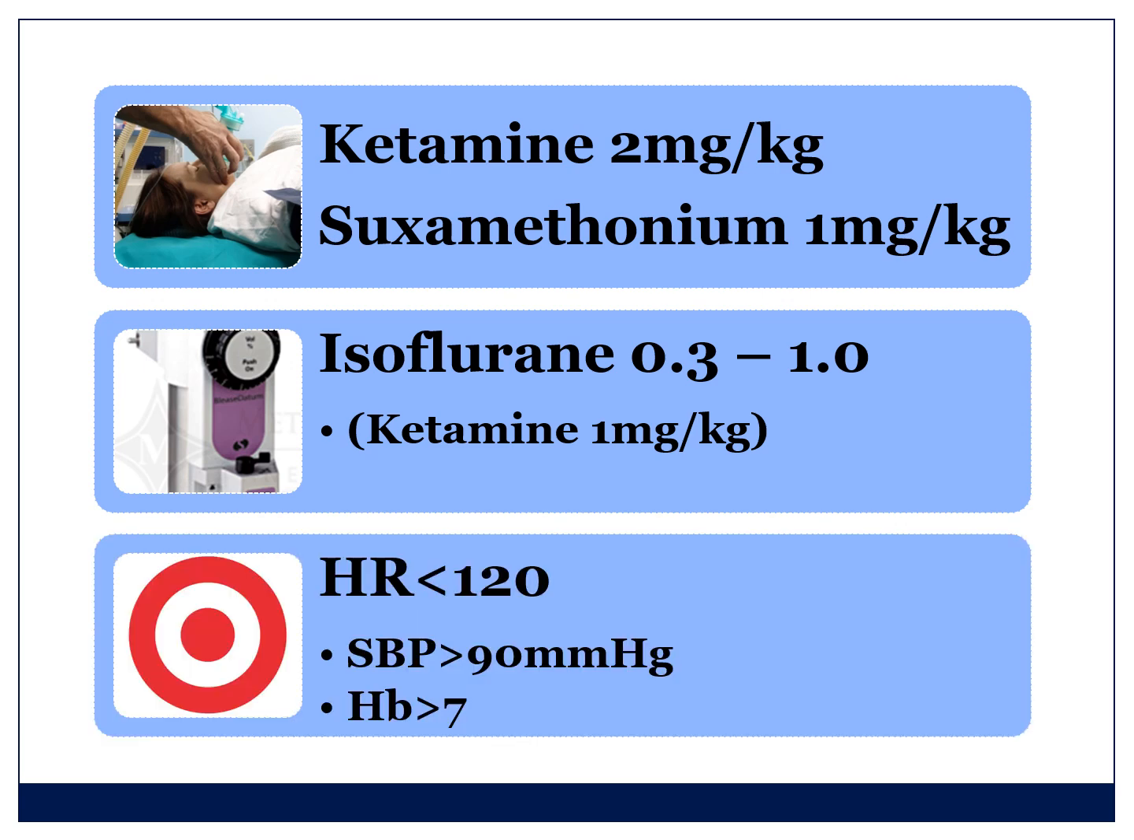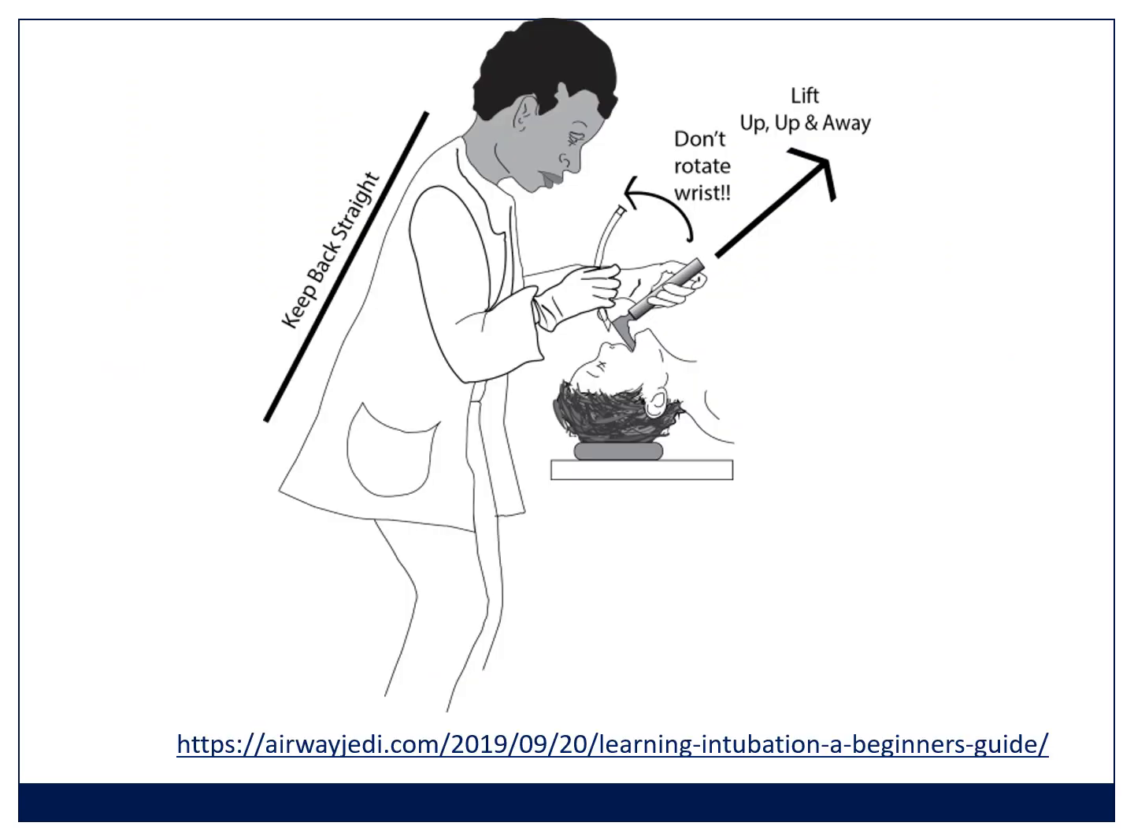And then think of some targets for the anesthetic. Keep the heart rate below 120, the systolic blood pressure above 90, and your hemoglobin above 7. And that's a simple recipe to do anesthetics. Obviously, in between there, we have to intubate. Now, if you're unsure, have a senior there just until you're on the ventilator.